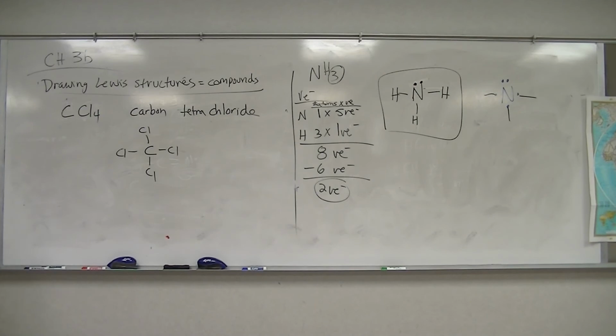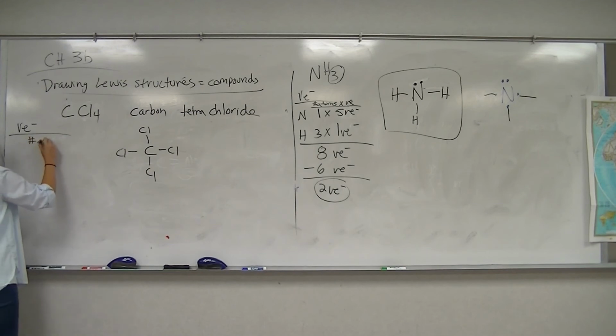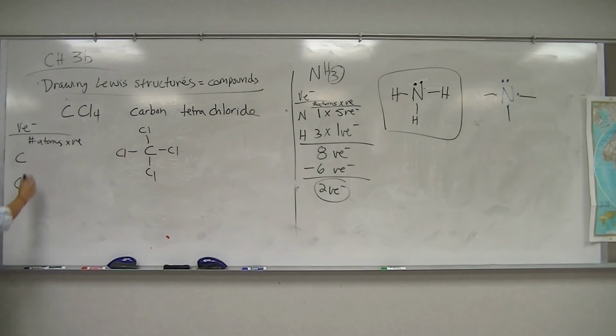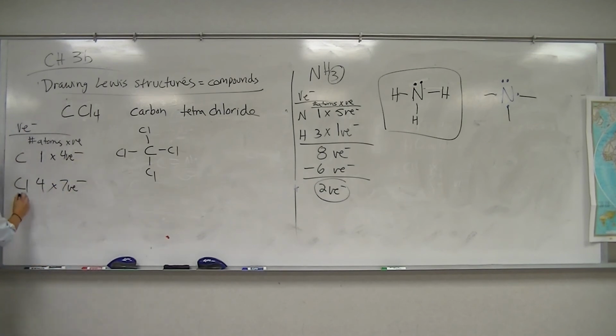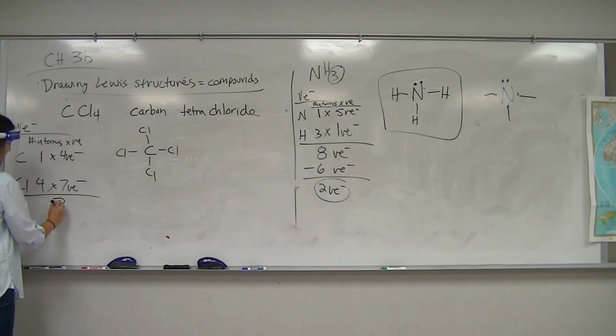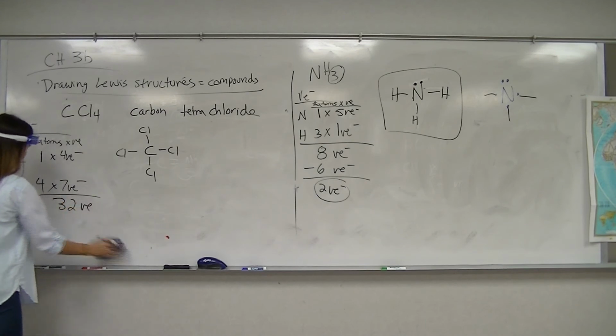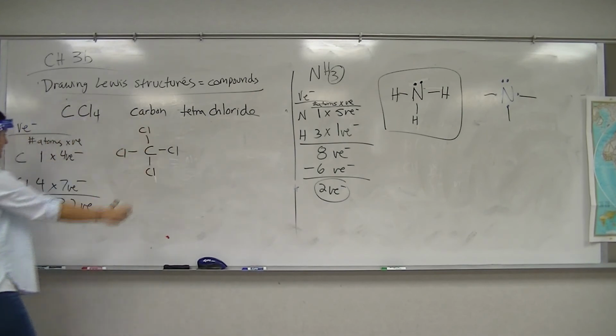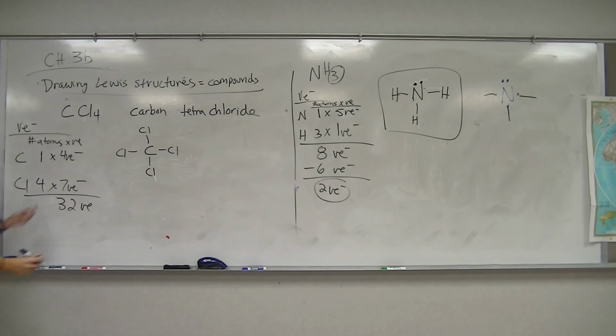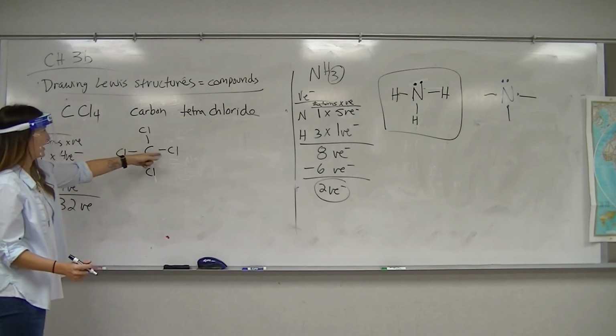Okay, so let's count our valence electrons. So we need to know the number of atoms and multiply it by the valence electrons. So I have carbon, I have chlorine. I have just 1 carbon and 4 chlorines. What is carbon? 4. And chlorine is 7, just like all the other halogens. 28 plus 4, 32. So when all is said and done, this guy is going to have 32, so quite a bit. Now we've already used, because these are single bonds, 2, 4, 6, 8. We've already used 8.